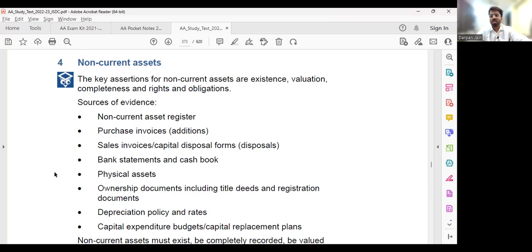Next, ownership documents like title deeds and registration documents. For example, if a company is showing land as one of their fixed assets in their balance sheet, that land should be owned by the company, right? They should be the owner of that land. Then only they can show that amount as their land, as their fixed asset. So how can you ensure that? You can take the land deed as evidence. There will be a land deed, right?